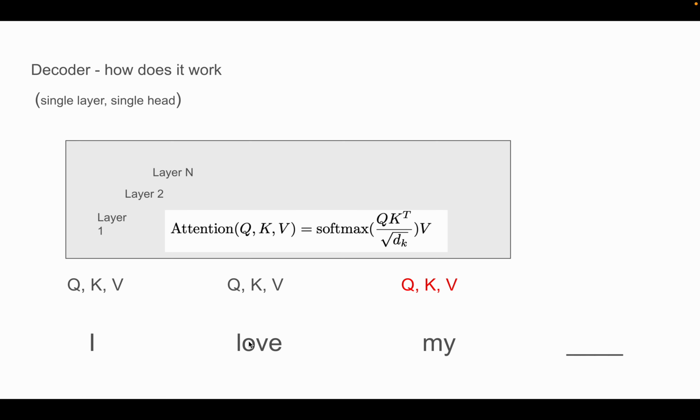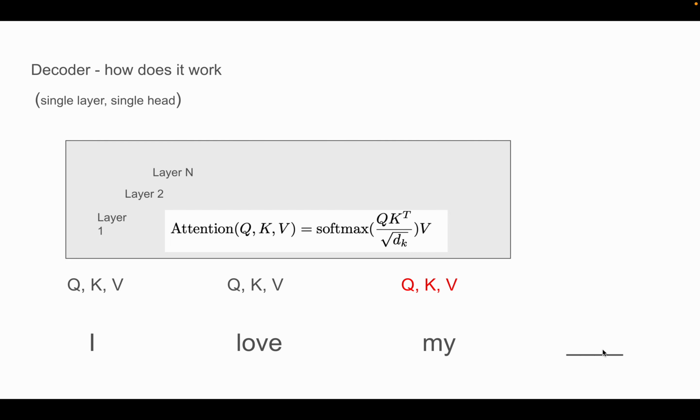For example, let's say we are processing the word "love". In the training data set, we will be able to see only the word "I", and the word "my" will be hidden, though it is part of our training data set. That is what we call masked self attention.